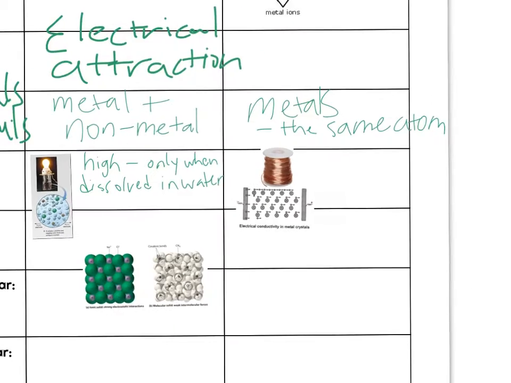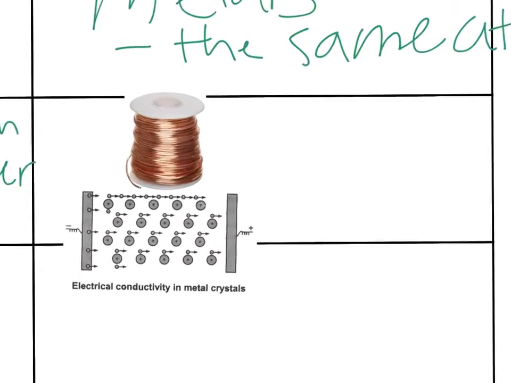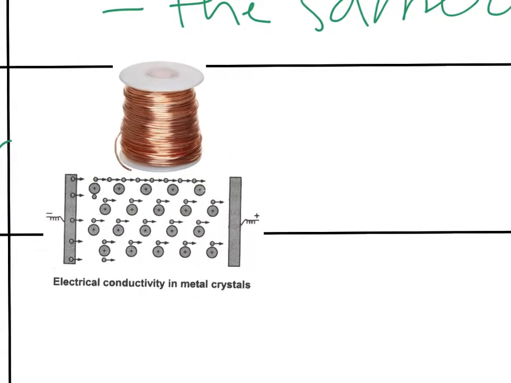Next, when we do metallic bonds, what's happening here is we're showing a picture of copper. Okay, so we're talking about copper's conductivity. Now we should all be aware that we use copper wire to conduct electricity. And why? Because copper conducts electricity extremely well. If we used gold, gold actually conducts electricity even better than copper, but it's very expensive.